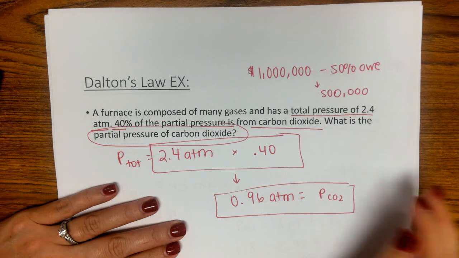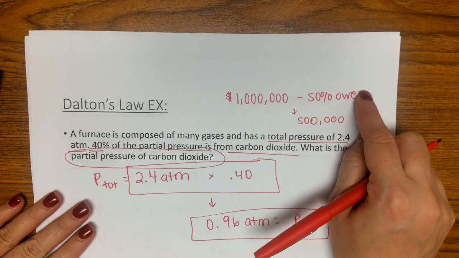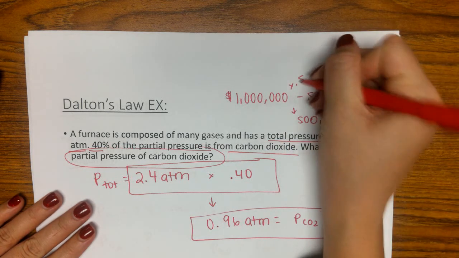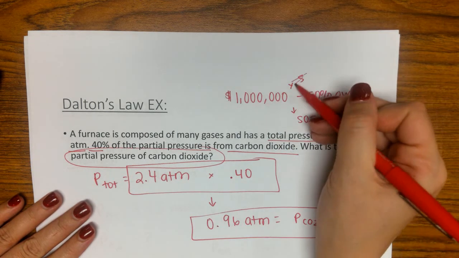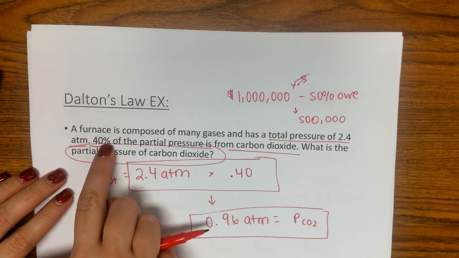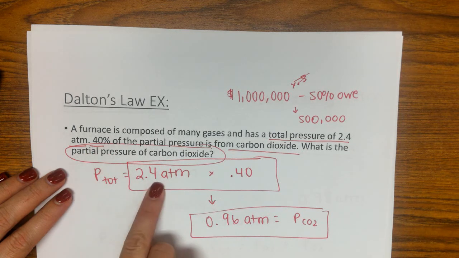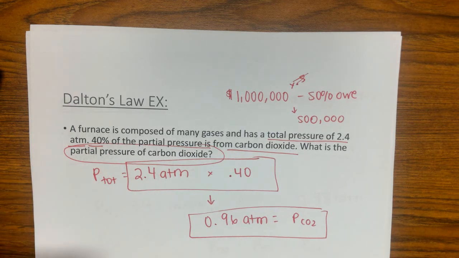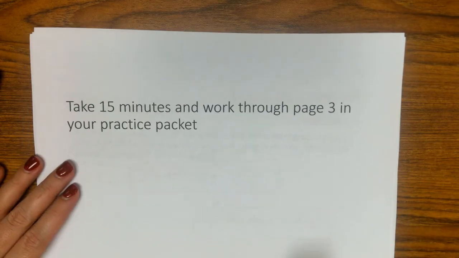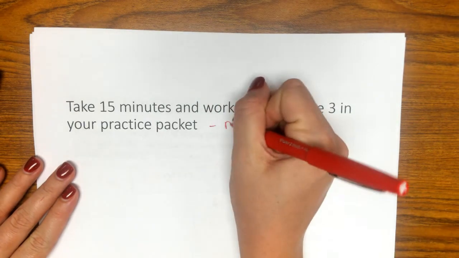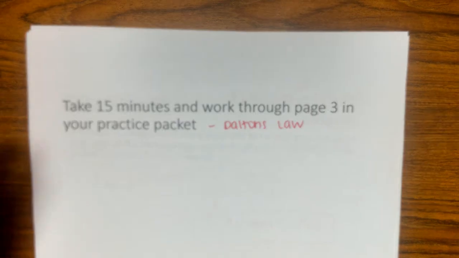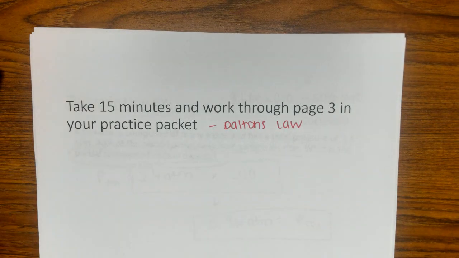It works the same with money. If you owe someone 50% of your net worth and you're worth $1 million, well, 1 million times 0.5 is 500,000. So when things get added together and you have a percent, you just multiply the percent by the total, and that will tell you how much that one is. So you're going to take 15 minutes and work through page 3 of your practice packet. It's the Dalton's law. They should be pretty easy. And then check the key with Miss Nagley when you're done.